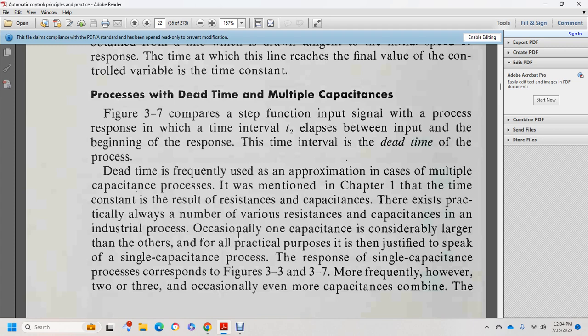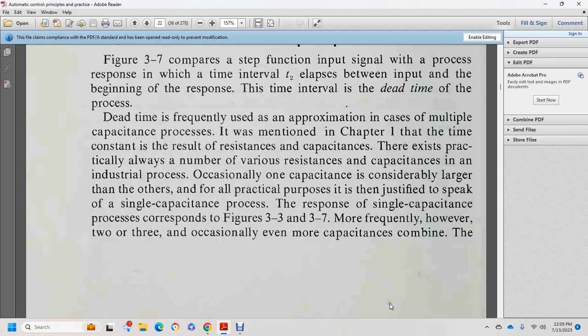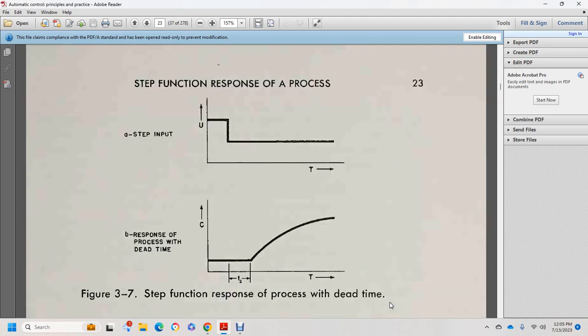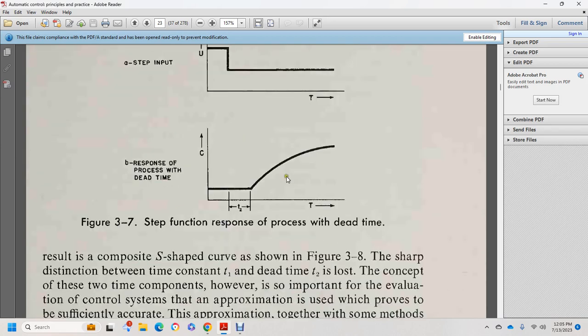For all our practical purposes, it is justified to speak of the signal, the capacity, and the response of the process. Consider figures 3-3 and 3-7, the most frequent; however, 2-3 occasionally have more capacity combined. They show the step of the function with the profit, the dead time of the response with the input within the magnitude, with time over the left and the right.